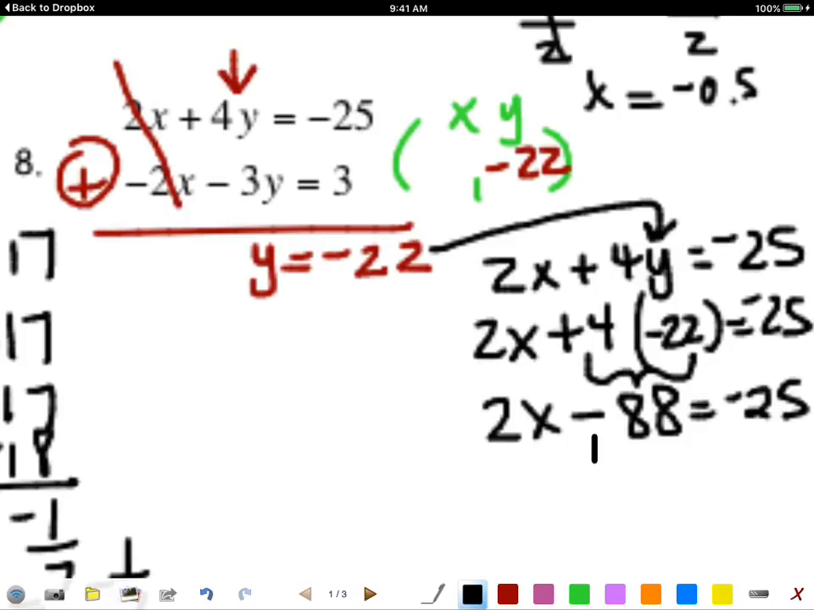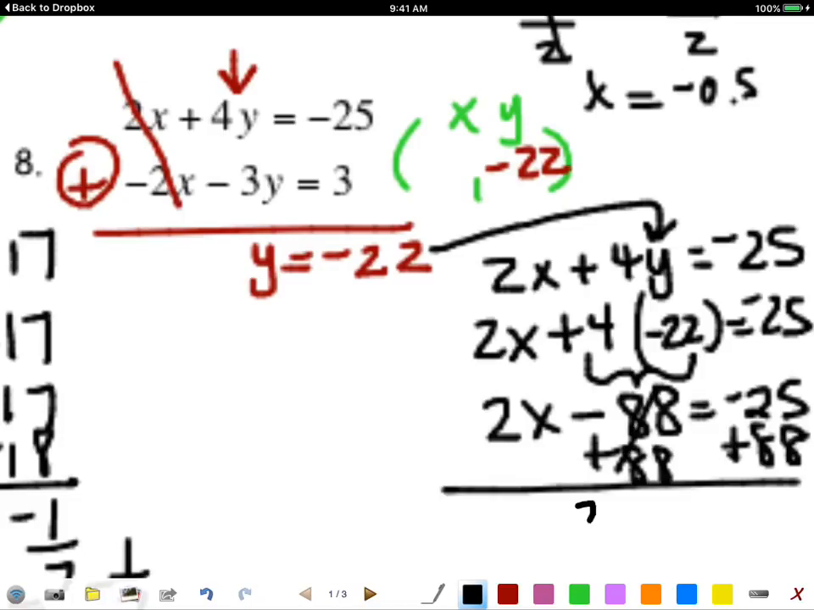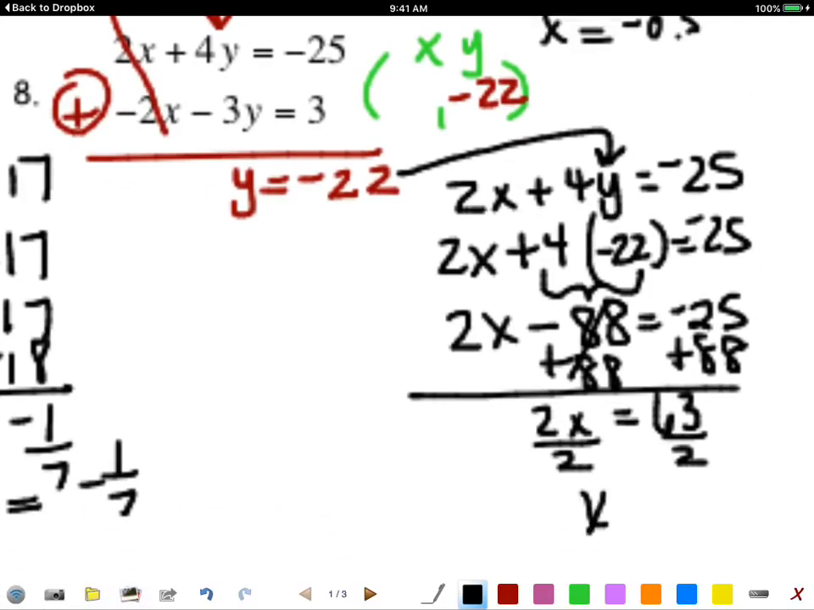Get rid of the minus 88 by adding 88. So you end up with 2x equals 63. Divide by 2 on both sides. And you get x equals 31.5. So you come up here and you put 31.5 right there.